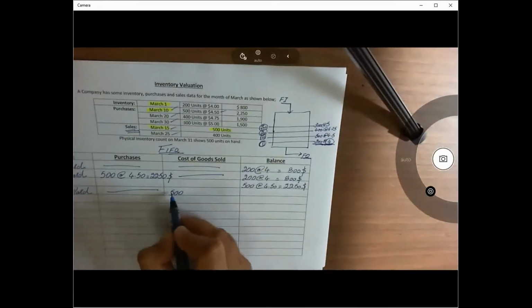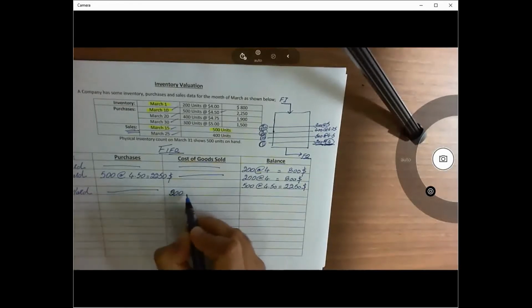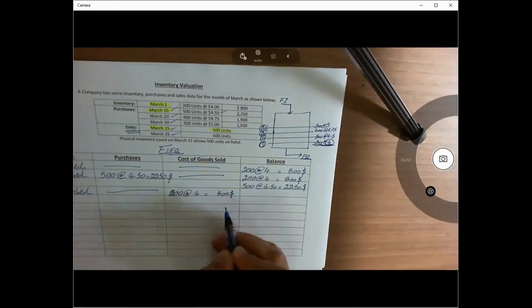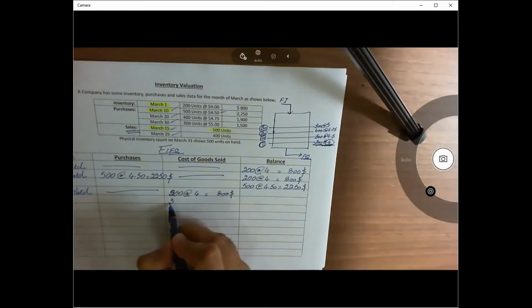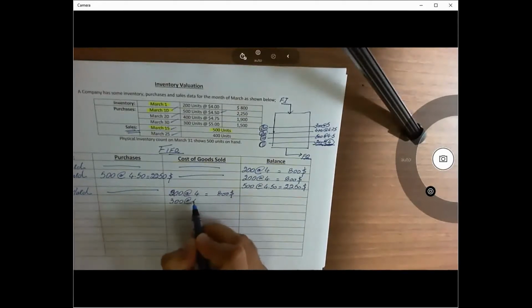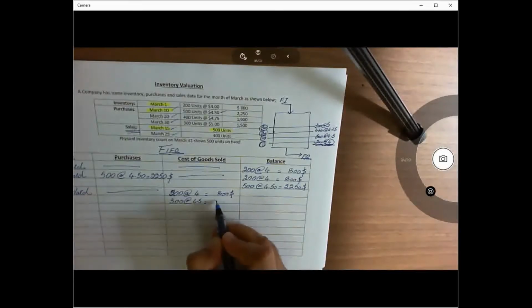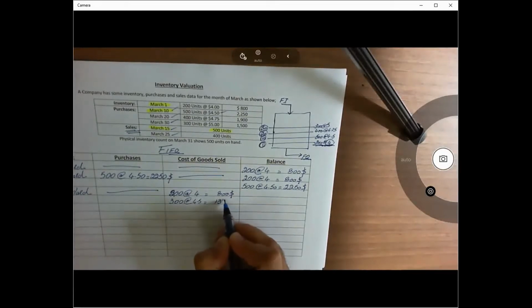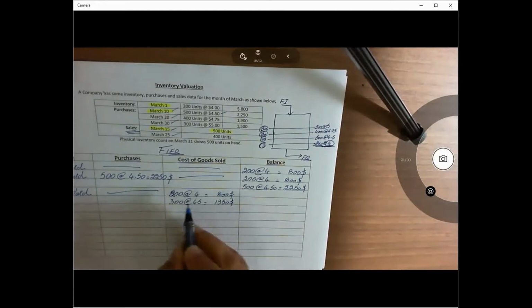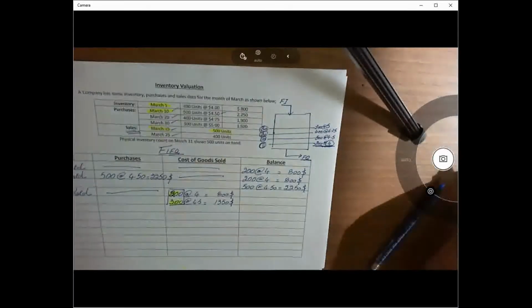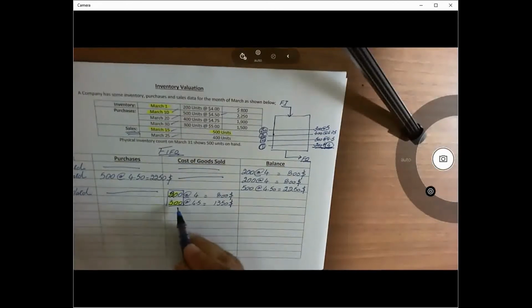So what we will do over here, rather than writing 500, we will write 200. 200 at what cost? At the cost of 4, which is $800. Next, we are going to write 300 over here at the cost of 4.50. So 300 times 4.50 will give us $1,350. In total, you can see we are selling 500 units on 15th of March.